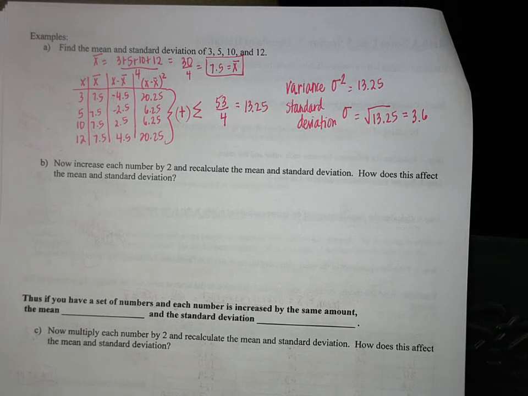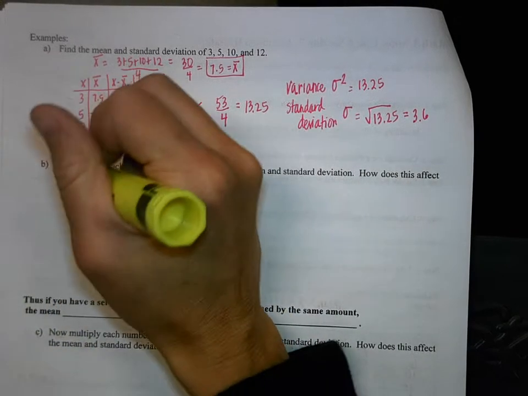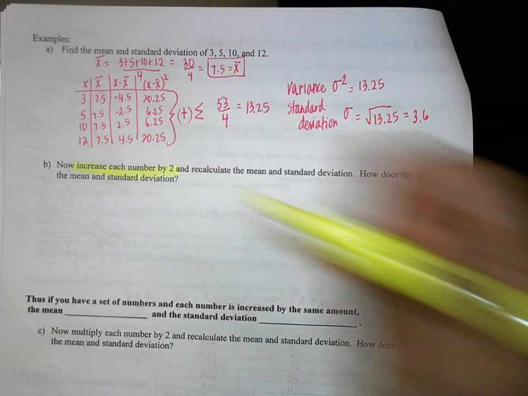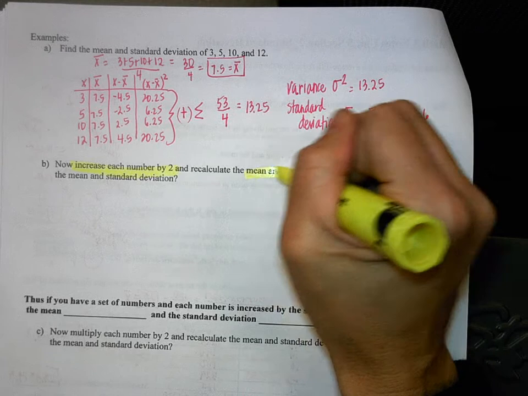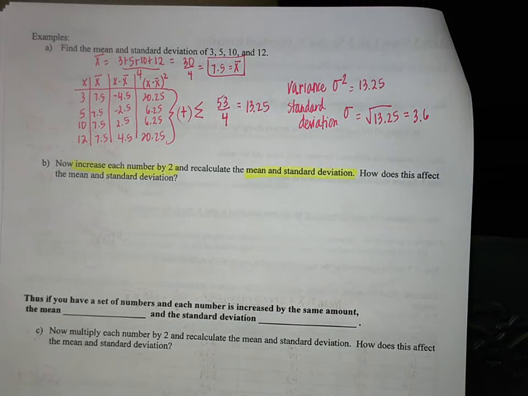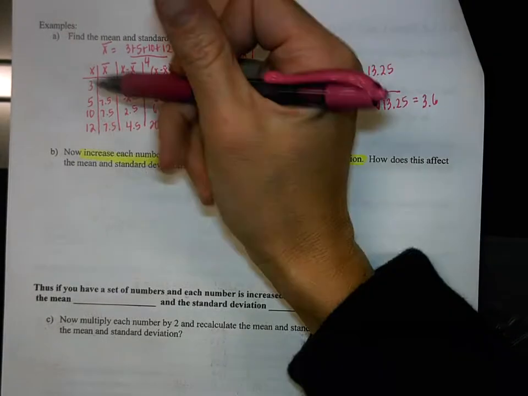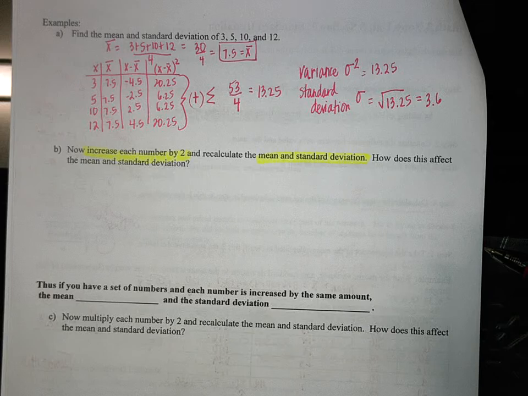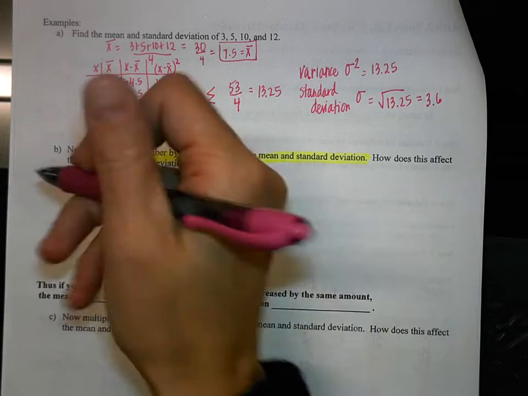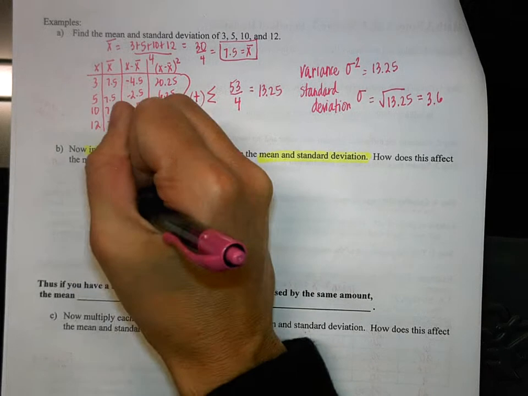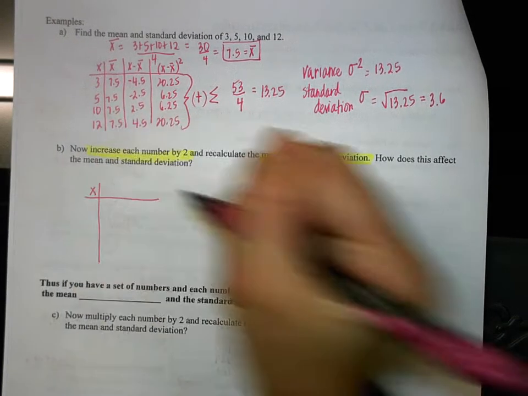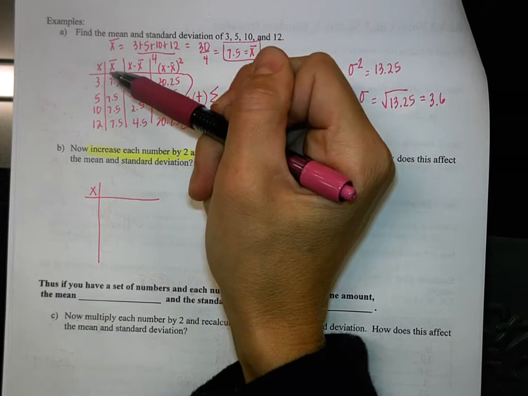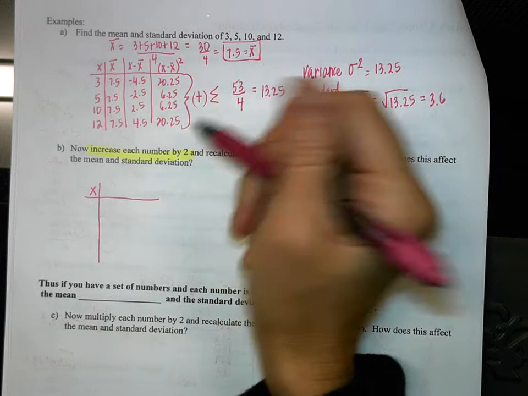On B it says, now increase each number by 2 and recalculate the mean and standard deviation. And they want to know, how does this affect the mean and the standard deviation? So we want to know, if we were to add 2 to each of our pieces of data, what is going to happen to both the mean and the standard deviation? So I'm going to put X, and I'm going to list my values, and I'm just going to add 2 to each of them. Because it said increase by 2, add 2.